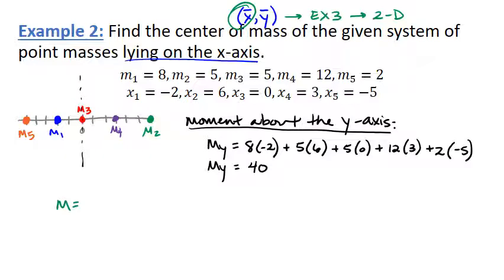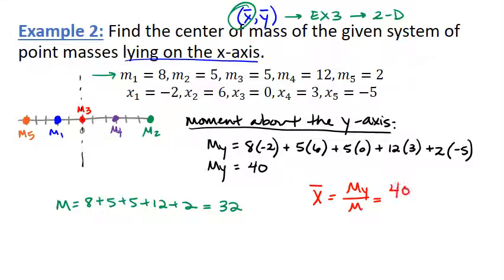So now what we need to do, according to our formula, is find m, where m is just the sum of all the masses. So we just add all of these up: 8 plus 5 plus 5 plus 12 plus 2. This gives us 32. So in order to find x bar, remember from the formula, x bar is m sub y over m. So in our case, we have 40 divided by 32, and this simplifies to 5/4. So the center of mass in this case is 5/4. Since this is a linear system, we only need to find x bar.